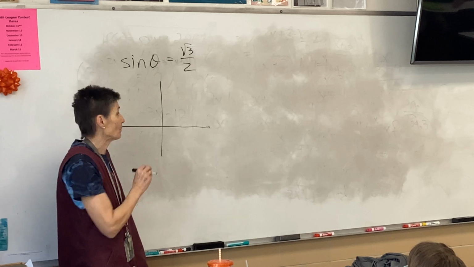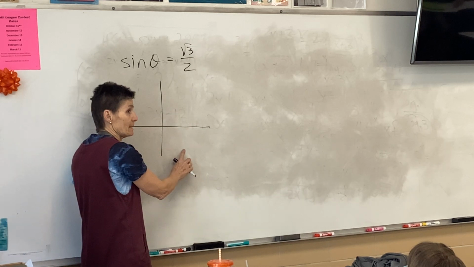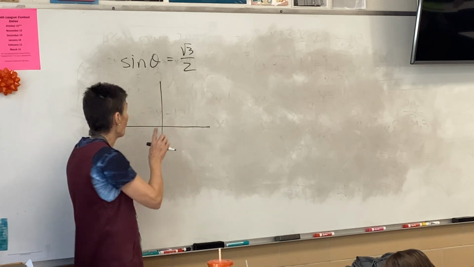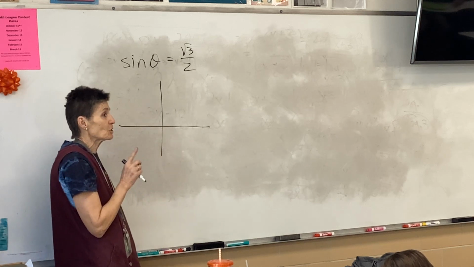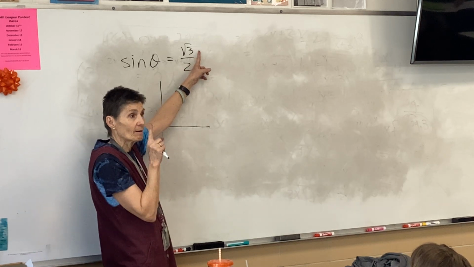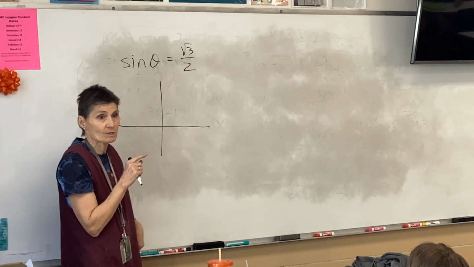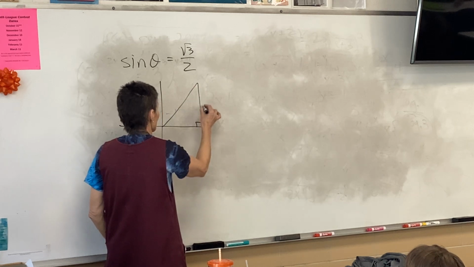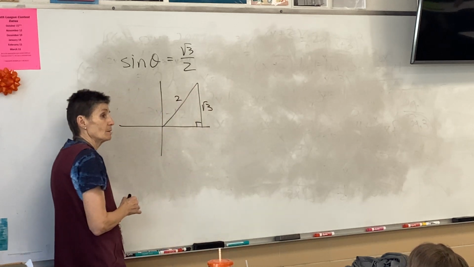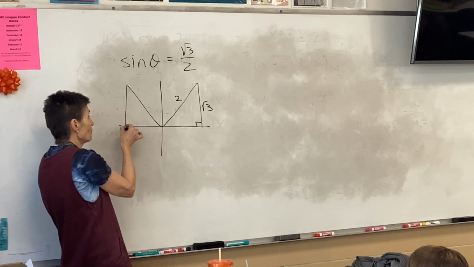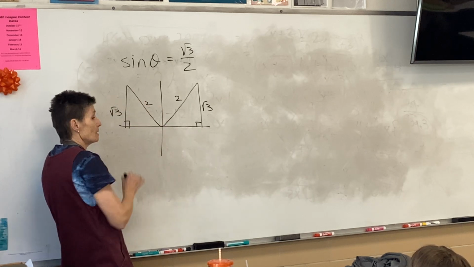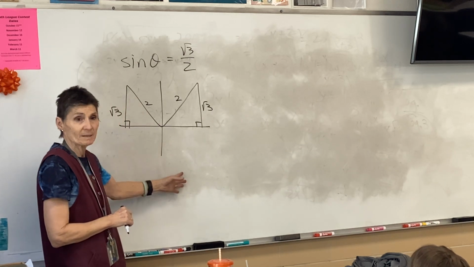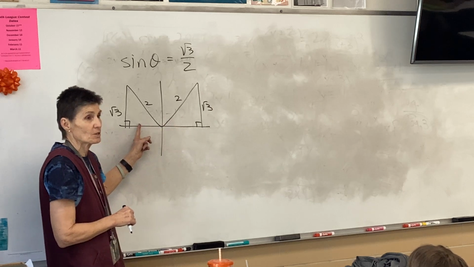Now, let's think about where those angles could be. Remember your butterfly bow tie? Which triangles of the 4 options we have would have an opposite of root 3 and a hypotenuse of 2? Where could that happen? That could happen here for sure, couldn't it? Couldn't it also happen over here? Now, it can't happen down here because down here, opposite would be negative. So these are our 2 options.